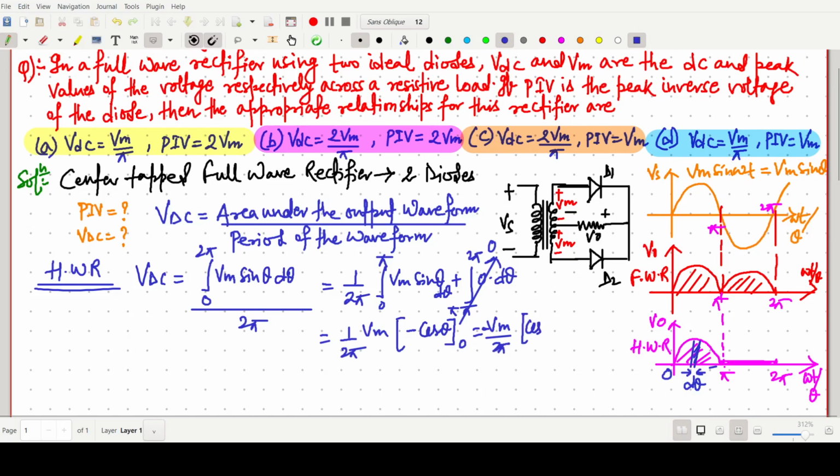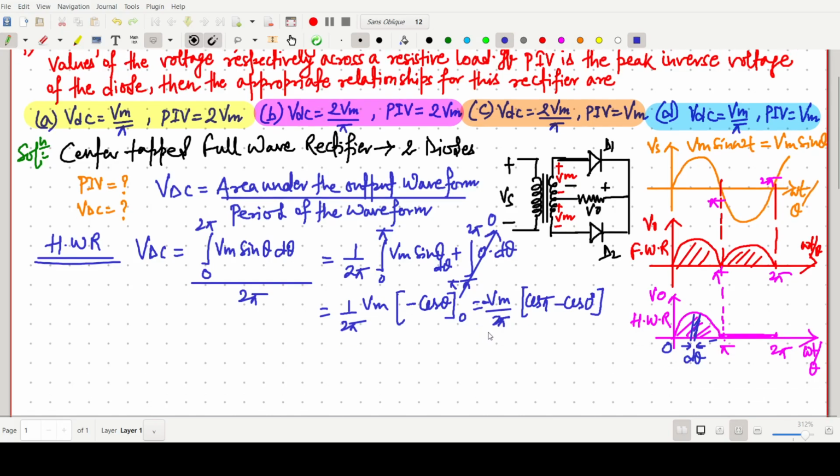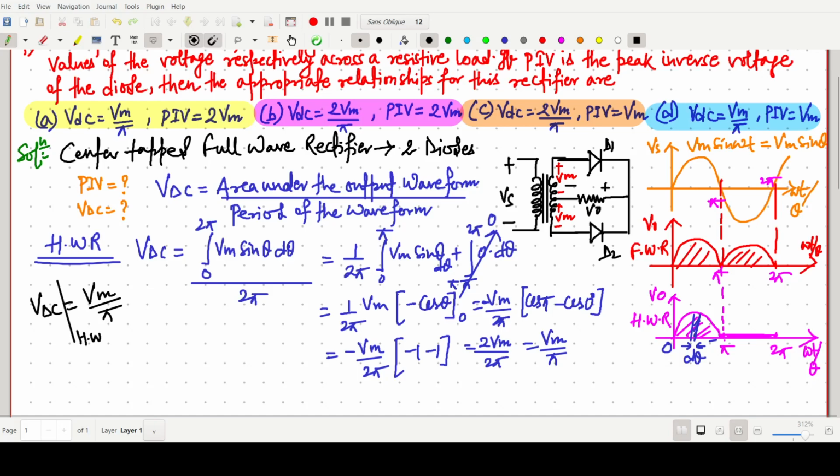So we can write it cos pi minus cos 0 degree. I am taking the minus sign out. So this one will be minus Vm by 2 pi, and the cos pi value is minus 1, so it should be 2 Vm by 2 pi. So its value will be simply Vm by pi. Most of the people know the formula directly, so how is it coming? VDC is Vm by pi for a half wave rectifier.